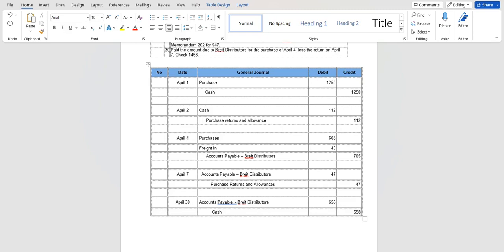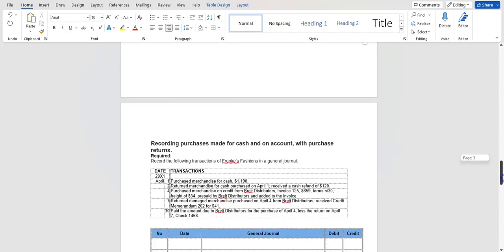Okay, so that's what your journal entries should look like for that problem. If you want to go study it a little, you can go back and listen to me again and do it over again. Or you can also go in and try to do it on your own, just a little practice, okay? So let's move on to the next problem.